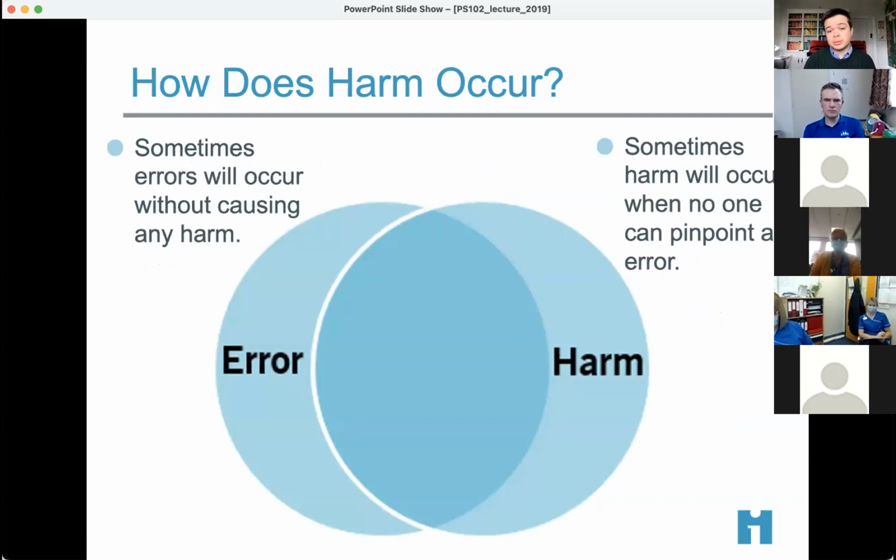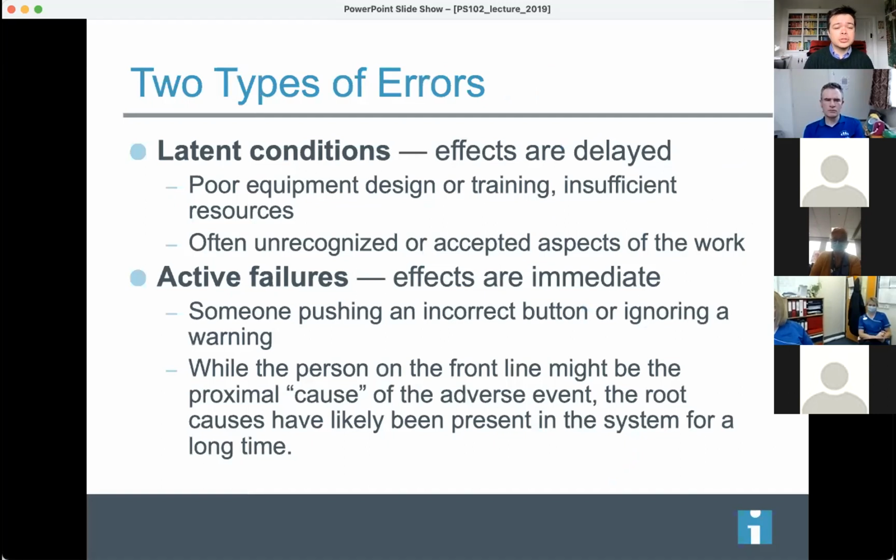Sometimes errors can happen that don't result in any harm. And there are two types of error. There's latent conditions, which is the environment around us, which lends itself to an effect that we don't want. It's kind of like the system is producing what it's designed to do. And in order to make the system produce better results, we need to change that system. And inside that system is things like equipment and training and resources, etc. Active failures are when things are either done or not done, which lead to the error or the harm involved.